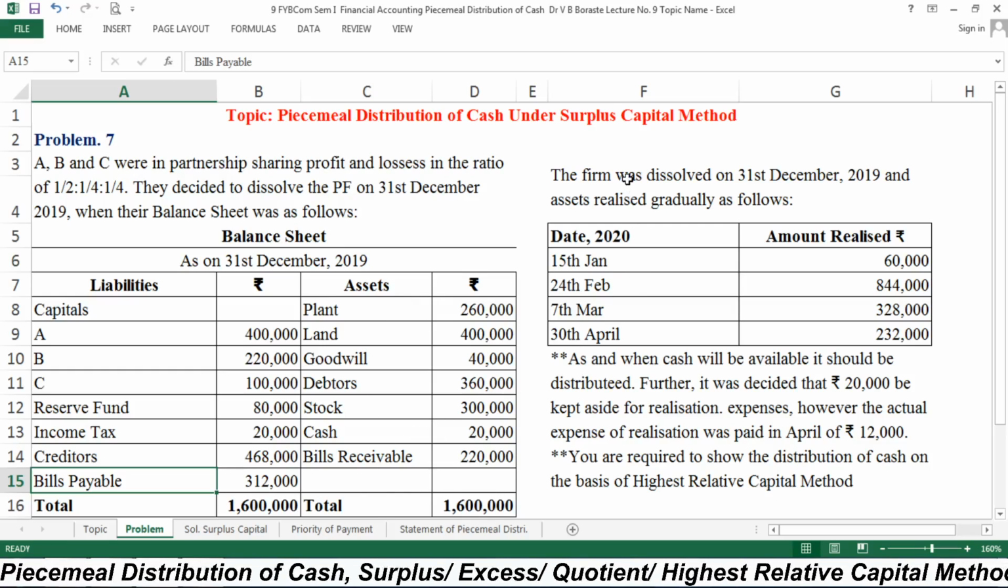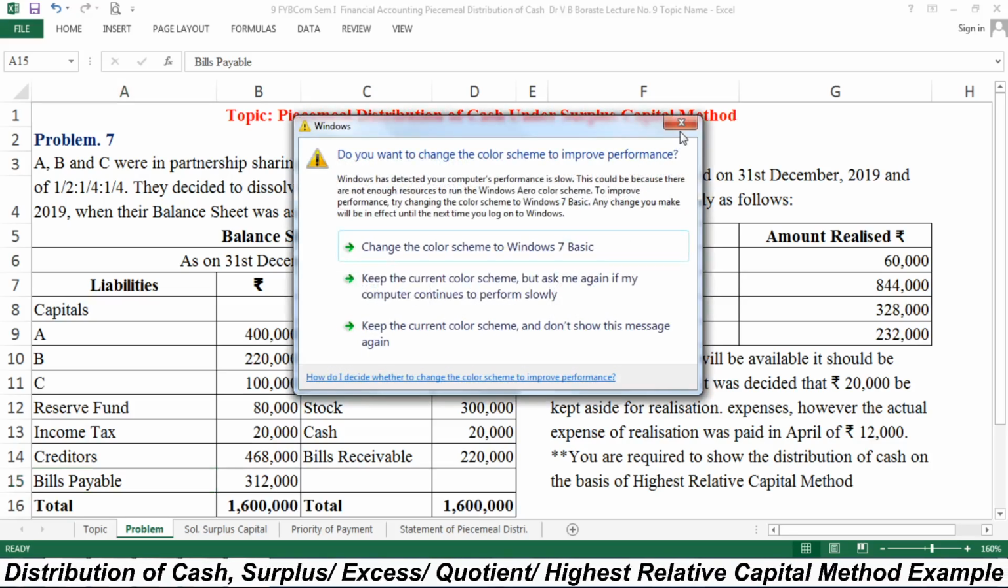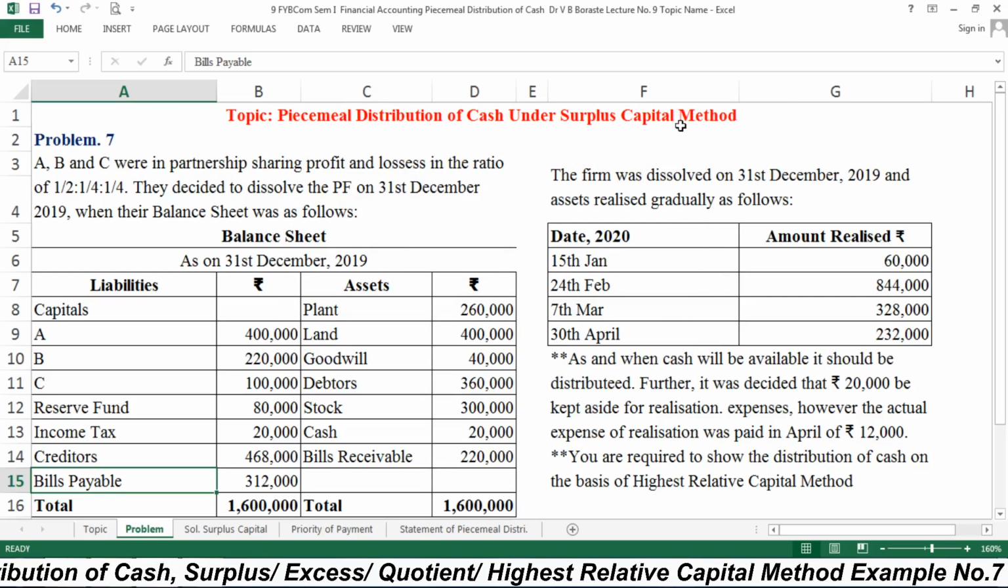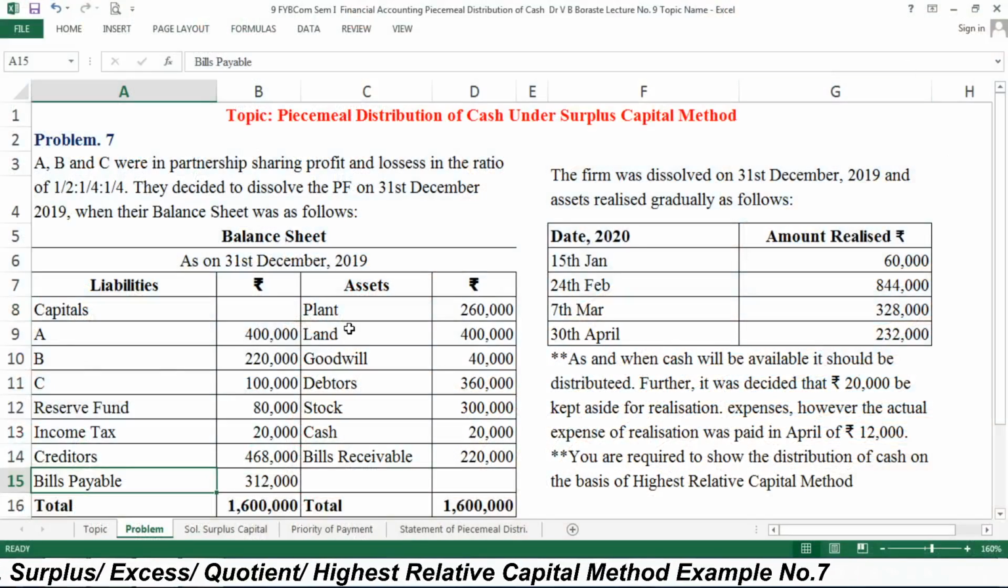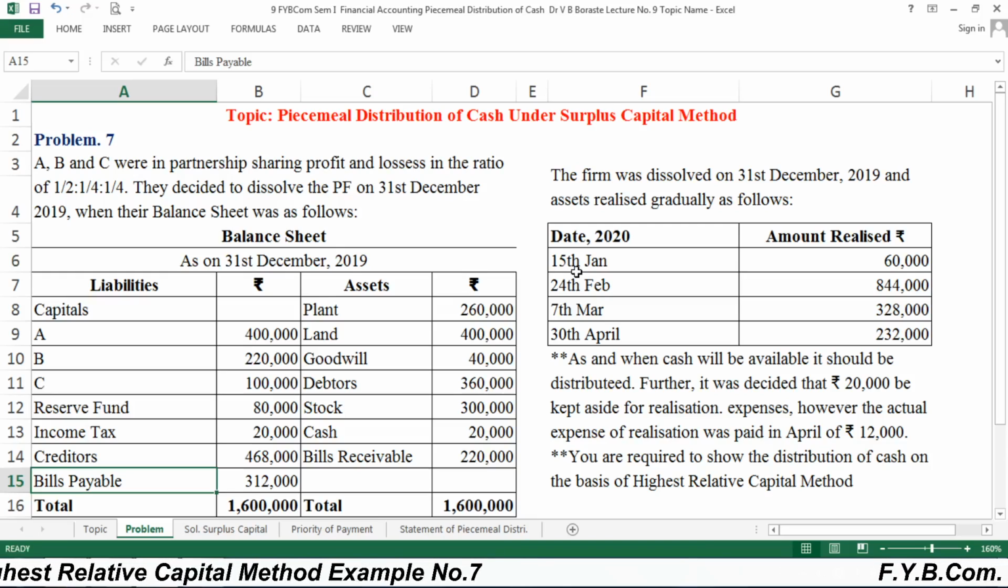After the balance sheet, the firm was dissolved on 31st December 2019, and the assets were realized gradually as follows. First of all, I would like to suggest one thing. You can take a screenshot of this example, or you may note it down in your notebook. Further, when you are watching the video on YouTube, go to settings and set your video quality to 360 pixel or 480 pixel, which will help you to have easy access and a clear view of the video.